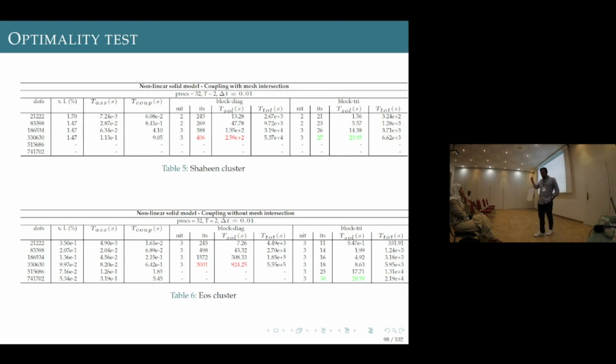Optimality test, again with respect to mesh refinement. First we have to notice that the block diagonal with the nonlinear solid model suffers. It confirms the result of the previous case with the mesh intersection, but without mesh intersection and with the nonlinear solid model, the block diagonal has also 3000 iterations, so basically it doesn't work. While in the case of block triangular, the method works well in both cases.